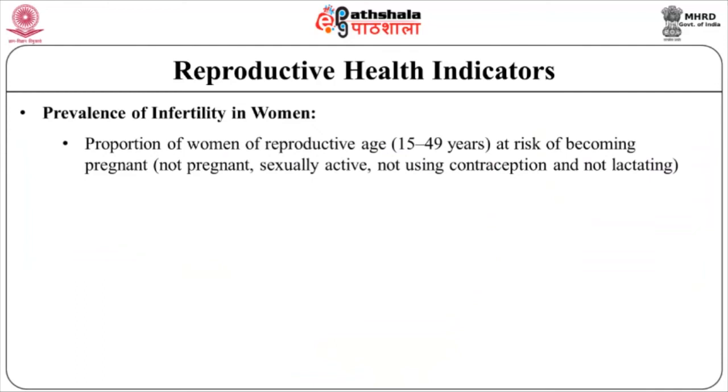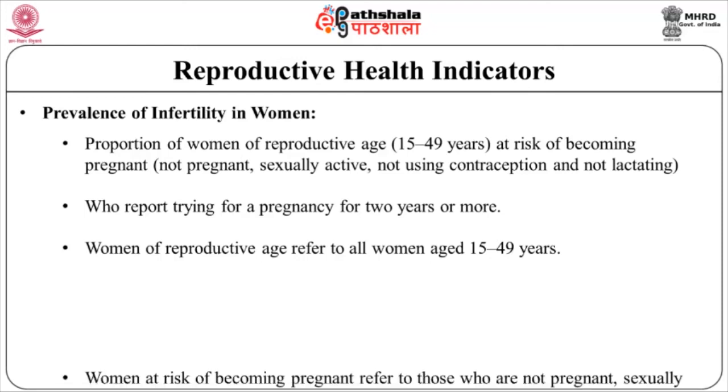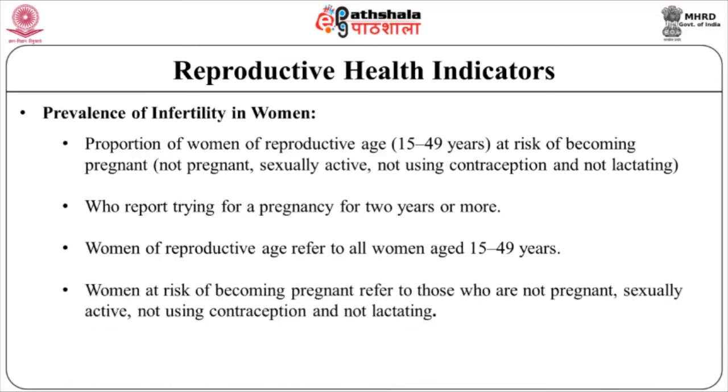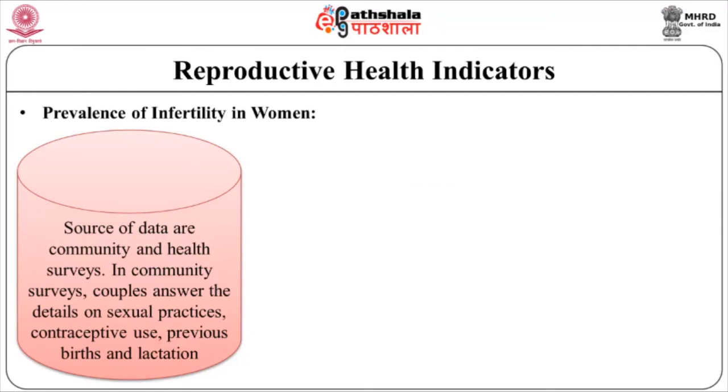The proportion of the women of reproductive age of 15 to 49 years who are at risk of becoming pregnant, not pregnant, sexually active, not using contraception and not lactating, who report trying for a pregnancy for 2 years or more. Women of reproductive age refers to all women aged 15 to 49 years of age. Women at risk of becoming pregnant refer to those who are not pregnant, sexually active, not using contraception and not lactating. The sources of the data for such kind of information are community and health surveys.